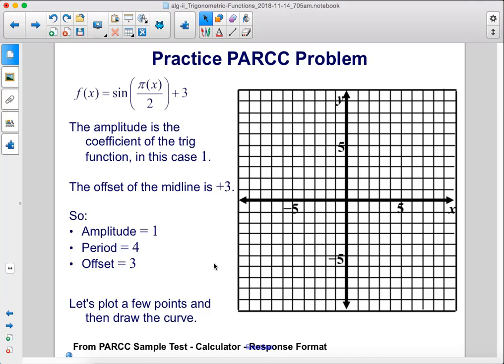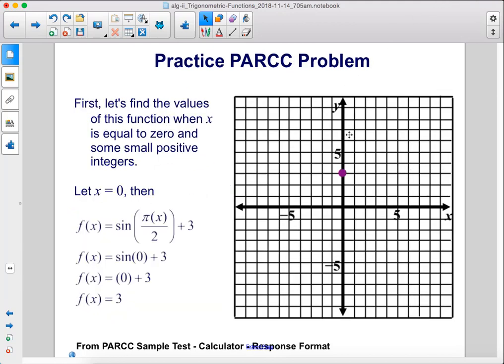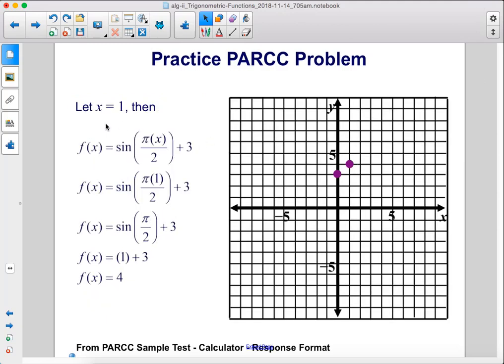Let's plot a few points and then draw the curve. First, let's find the y-intercept. To do so, we just let x equal 0, and we solve, and we see that f of x equals 3. So that gives us this point right here. Now, let's let x equal 1. When we plug 1 in here, we end up with a value of 4. So that gives us this point right there.